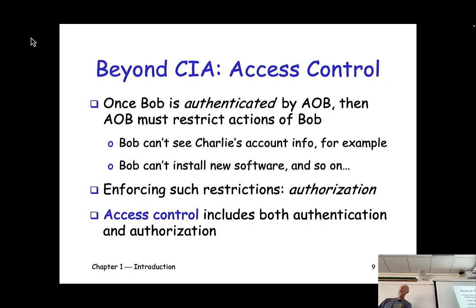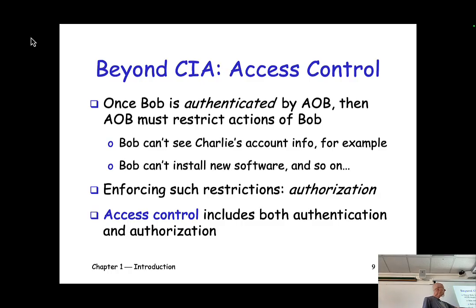Okay, now what? Now Bob points his browser to Alice's online bank. All that protocol magic happens, and now he's authenticated, right? So he's got access to his account. Now, he's got access to his account, but there's certain things he cannot do on Alice's online bank. He can't see Charlie's account balance, for example. It's there, but he's not supposed to be able to see it. He can't install new software on the server. All kinds of restrictions on what Bob is allowed to do once he's got access to Alice's online bank. These restrictions are known as authorization. Once you get access, what are you authorized to do?